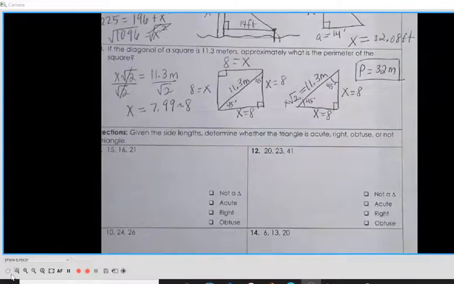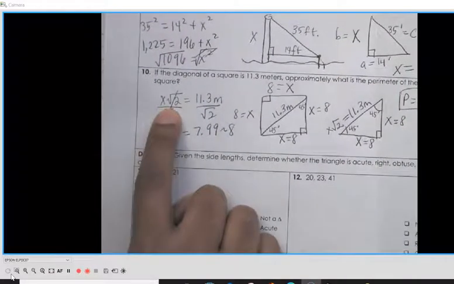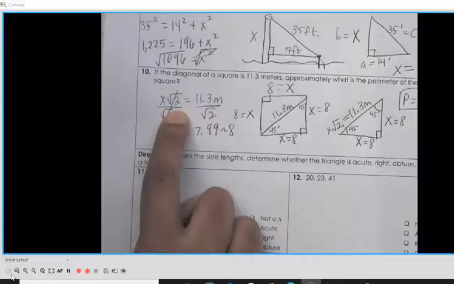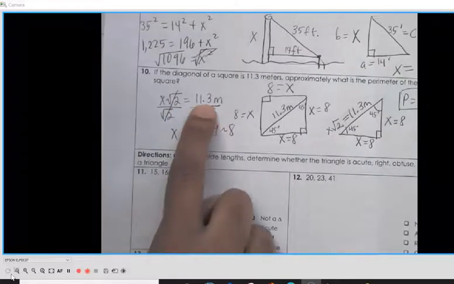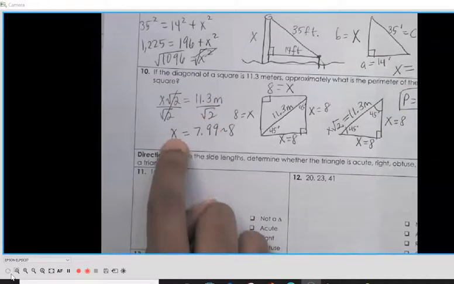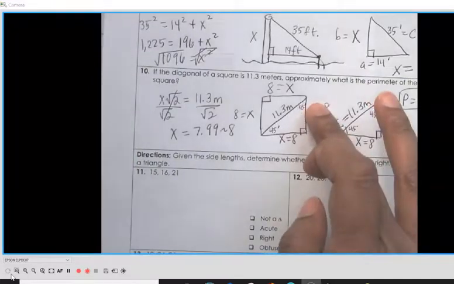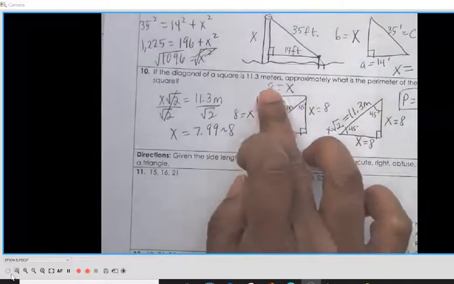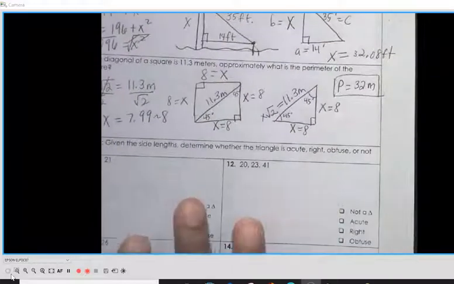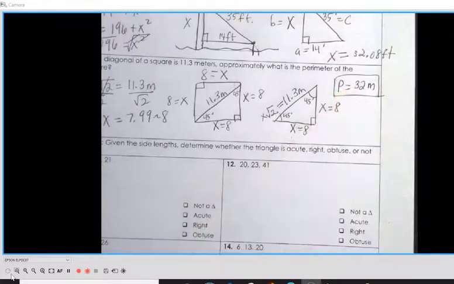Because the hypotenuse has a formula, x root 2, I set 11.3 equal to x root 2. Remember, x root 2 is just a number, even though it's in the back. So I just did division. I divided away the square root of 2 from both sides, 11.3 divided by the square root of 2. So I got x is 7.99, which is about 8 meters. So this side is 8, this side is 8, this one is 8, and that one is 8. Once I did 8 times 4 for the perimeter, the answer is 32 meters.